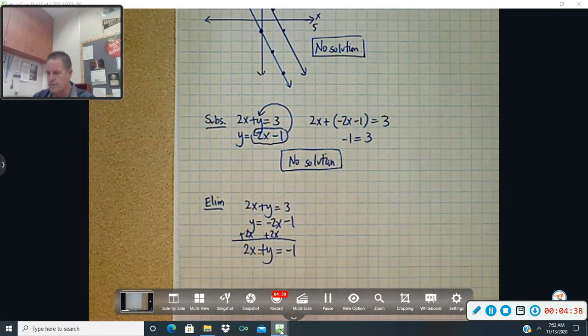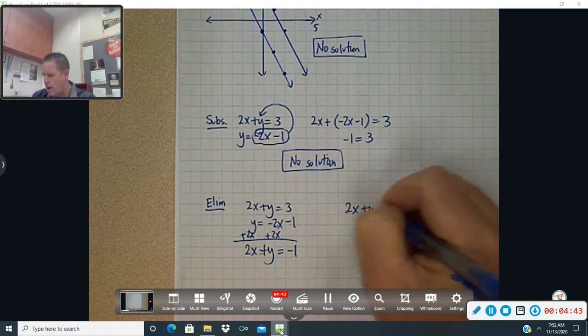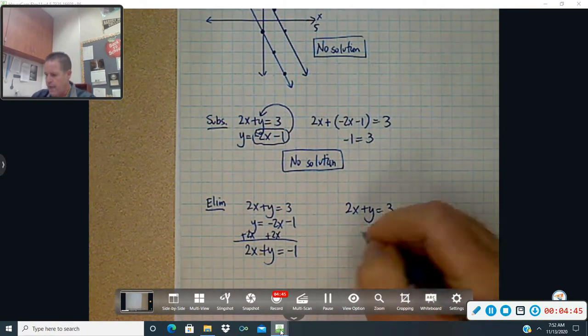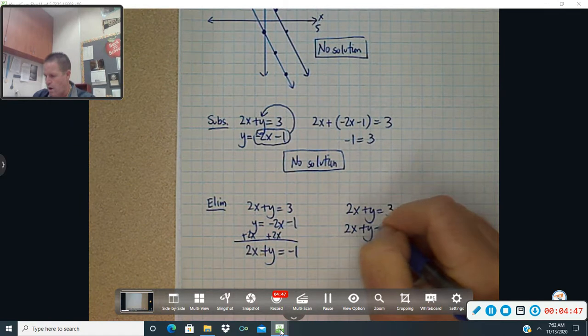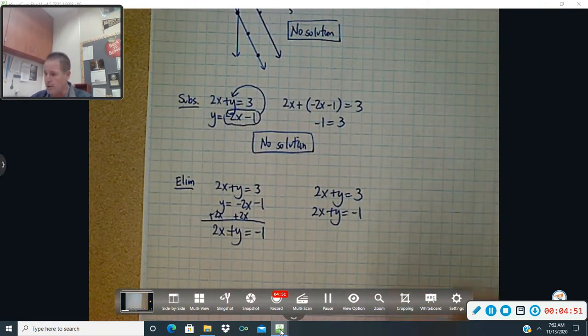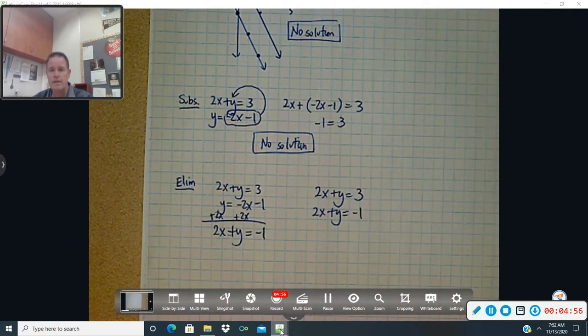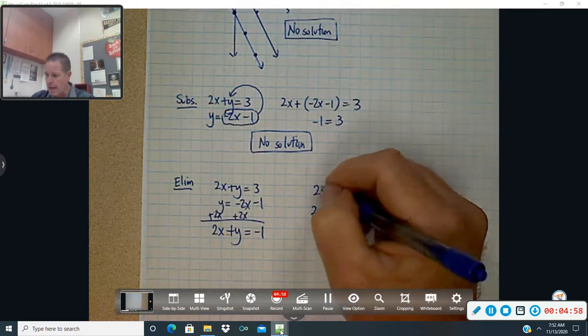Okay, I just moved the 2x to the other side. So now I have my 2x plus y equals 3 equation and my 2x plus y equals negative 1 equation. Now remember, sometimes you got to multiply by a number. Maybe you multiply the x by the number or the y by a number. We don't have to do that here. Okay, because I am going to eliminate x.